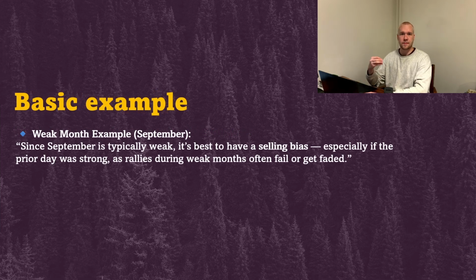Now this is a very basic example on how you can use this seasonal tendency knowledge in your trading, and I have taken a weak month as a first example. So we're talking about September now. Since September is typically weak, meaning it goes down, it is best to have a selling bias, especially if the prior day was strong, so going upwards, since the rallies during these weaker months often fail or get faded.